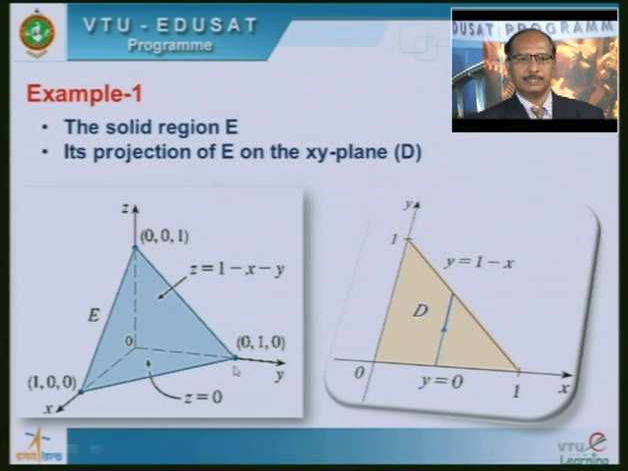What is the equation of this line? How to find the equation of this line? Just use the 2-point form of a straight line, it is simple. You put z equal to 0 in the plane, and you will get 1 minus x minus y equal to 0. So, y is equal to 1 minus x. This is a straight line. Consider the region D, a triangular region, that is the projection of the tetrahedron E on the xy plane. You get a triangular region, shown in the other picture.